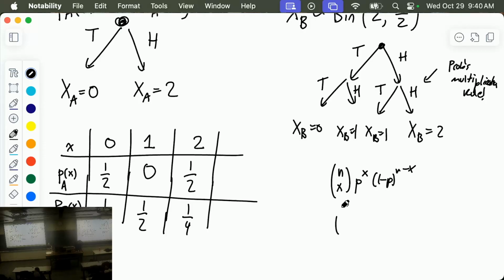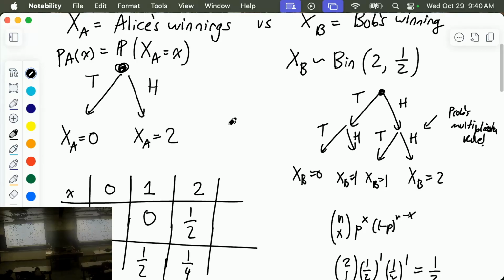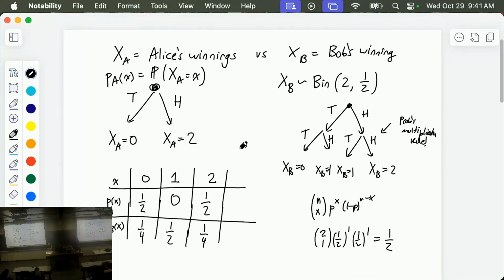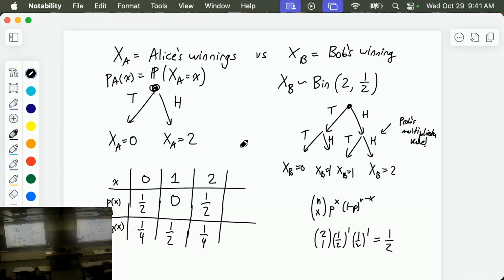In this case, we're going to have a 2 choose 1 times a half to the 1 times 1/2 to the 1. That is this number 1/2 over there. It's a quarter, but then times this 2 choose 1. This is all kind of review from our binomial days. But however you do it, you should get this little table for Alice's and Bob's distribution function.